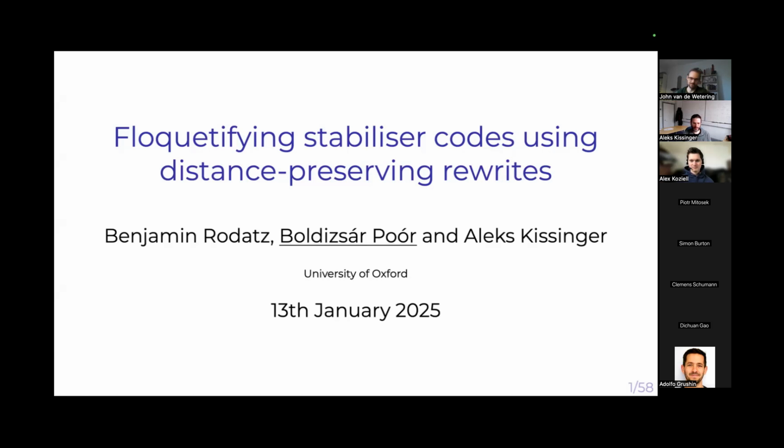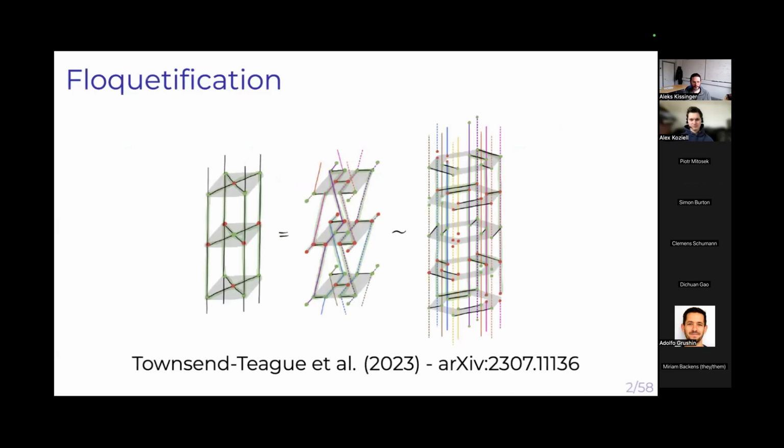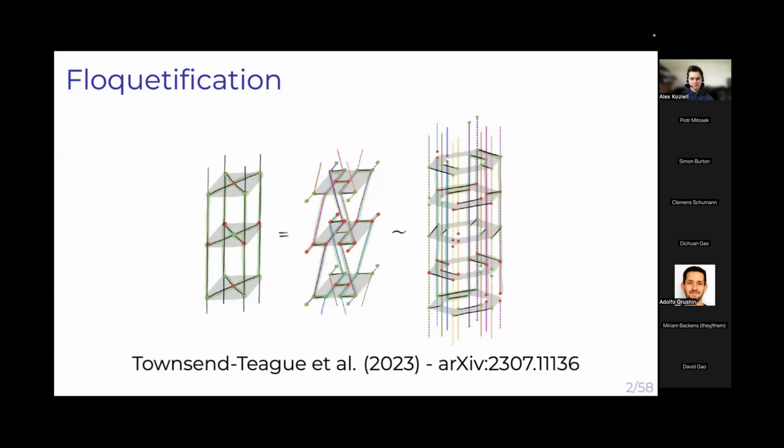Yeah, as John said, I'm going to be talking about Floquetifying stabilizer codes and distance-preserving rewrites. This is a joint work with Ben and Alex. Let's get started. First of all, the motivation for this paper came from another paper from Teague et al., where they floquetified the color code, and this was done using ZX calculus.